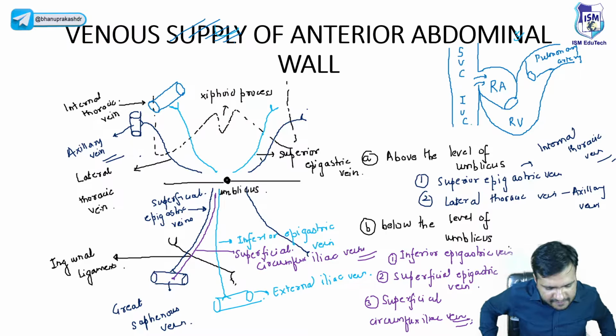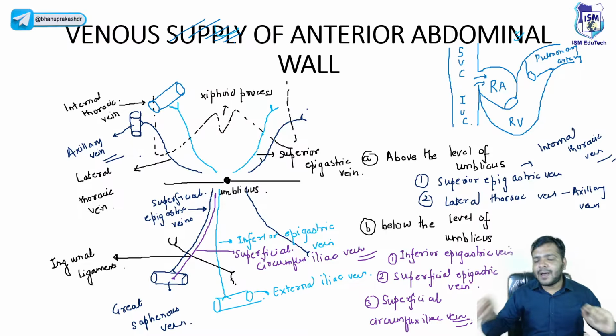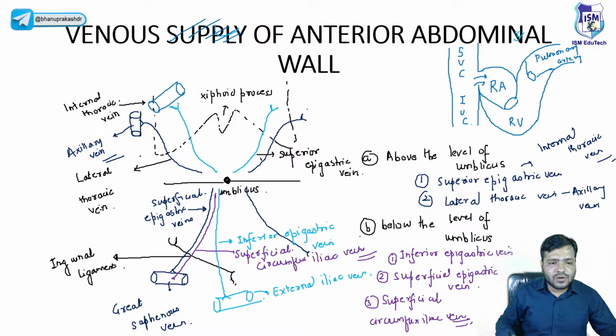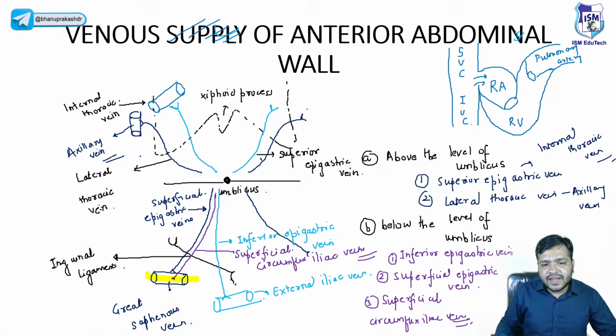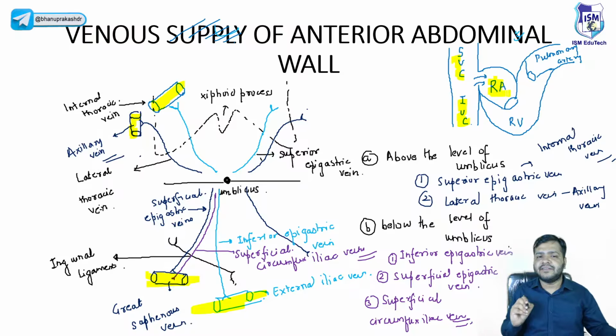सुपरफिशियल सर्कमफ्लेक्स इलियाक वेन्स. अब आप लोग का होमवर्क क्या है? आप लोग का होमवर्क ये है कि आप लोग घर पे ये सर्च करेंगे कि ग्रेट सेफिनस वेन, एक्सटर्नल इलियाक वेन, एक्सिलरी वेन, इंटरनल thoracic veins, how they are reaching the superior vena cava, inferior vena cava, and ultimately to the right atrium.